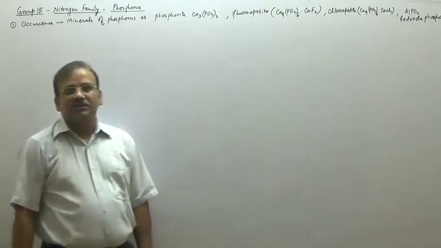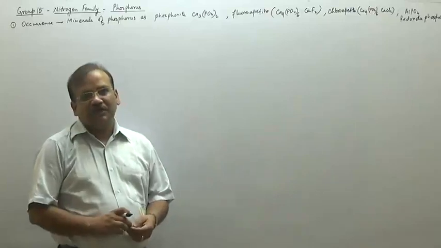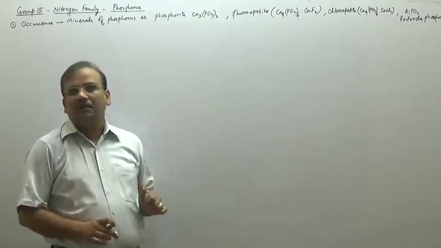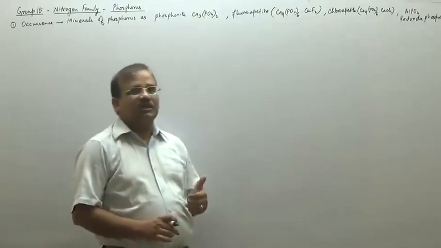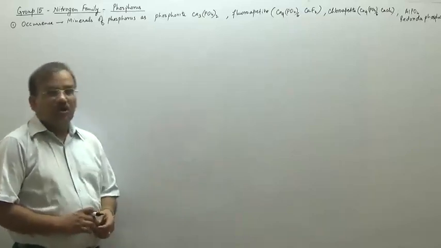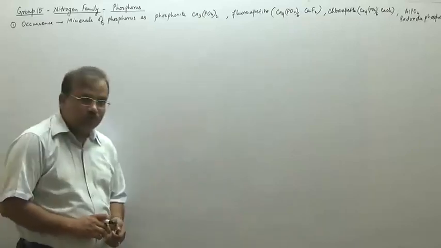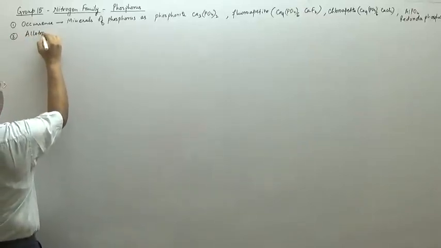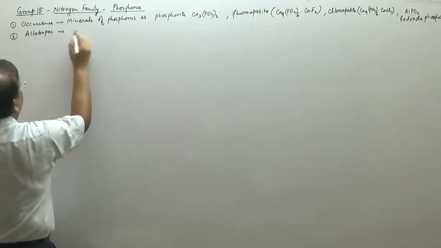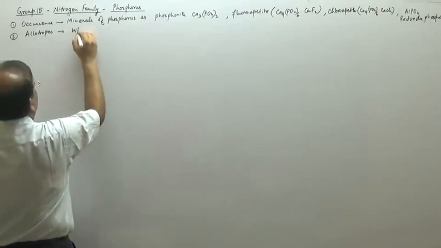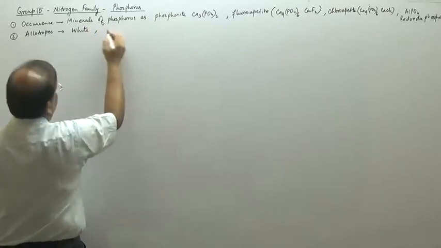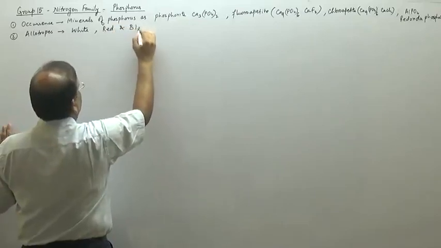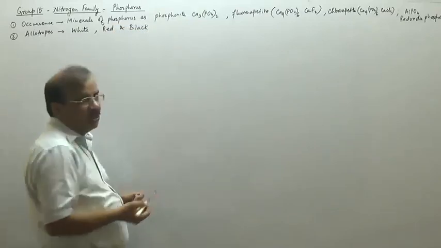Now the allotropes of phosphorus are red, white and black. Black will exist as alpha as well as beta. So let us check how we can get that. The allotropes of phosphorus: we are going to write white phosphorus, red phosphorus and black phosphorus. So that is the allotropes of phosphorus.